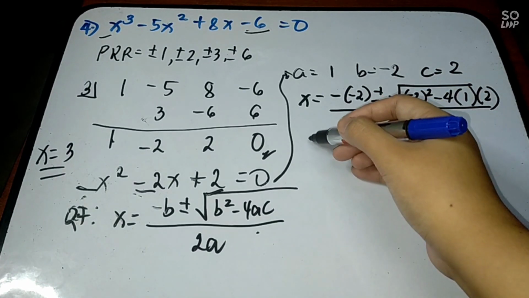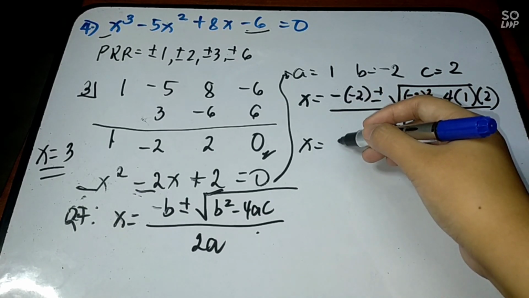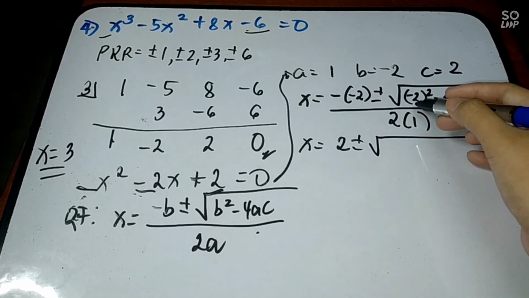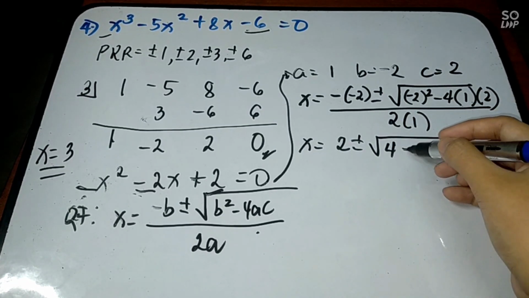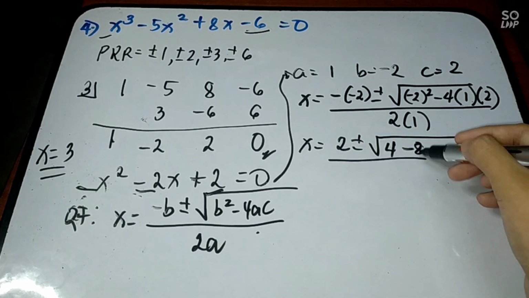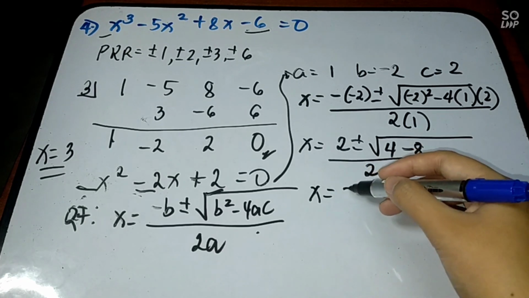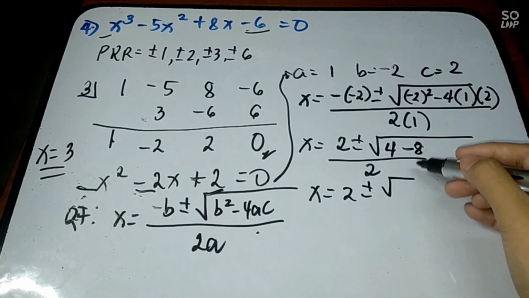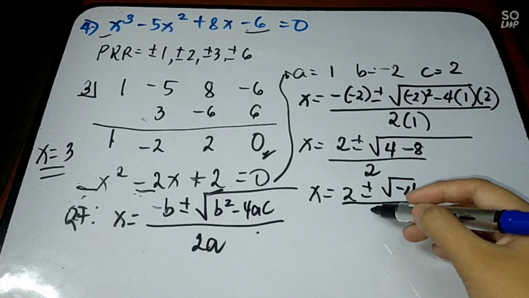Then, just simplify. x is equal to negative times negative, the answer is positive 2. Then, positive and negative square root of 2 squared, we have here 4. Then, 4 times 1 times 2, the answer is negative 8. Then, all over 2 times 1, we have here 2. x is equal to, just simplify, 2 positive and negative square root of 4 minus 8, the answer is negative 4. Alright? Then, over 2.